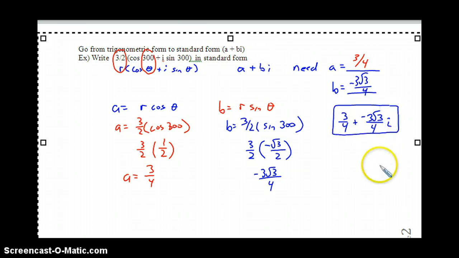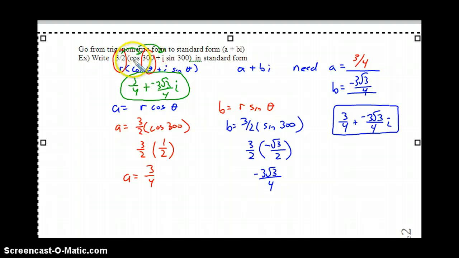There actually is a much easier way of doing this than pulling out the formulas and substituting in. That easier way is to just use the distributive property, because that's essentially what we did. So when I multiply this out, I get the 3/4. When I multiply this out, I end up with the plus the negative 3 square roots of 3 over 4, and then put the i there. Again, you'd have to pull the values from the unit circle when you do the multiplication.